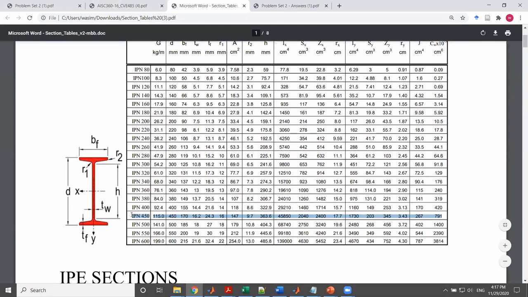You compare, let's say, IPN 450 with IPN 400. Both of them satisfy the safety, but you check for the weight. Now, the weight for this one is 92 kilograms per meter, and this one is 115 kilograms per meter. Since both of them satisfy the safety, I will pick IPN 400 since it is the lightest, cheapest.